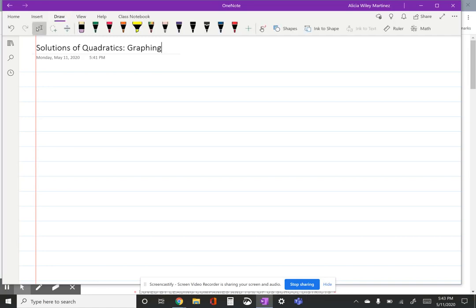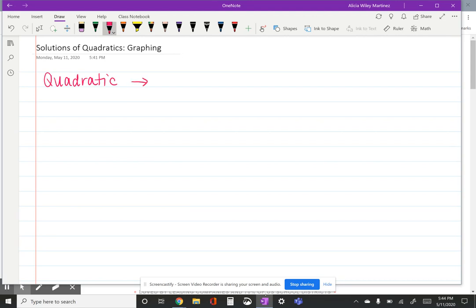Hello everybody, today I'm going to be talking about solutions of quadratics and making the connection between solutions of quadratics and graphing quadratics. So let's remind ourselves about what a quadratic function is and how it is represented.